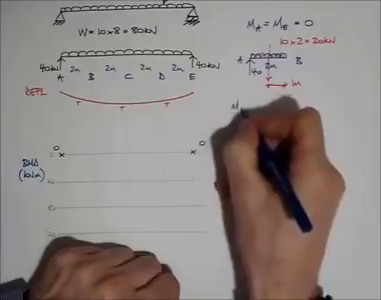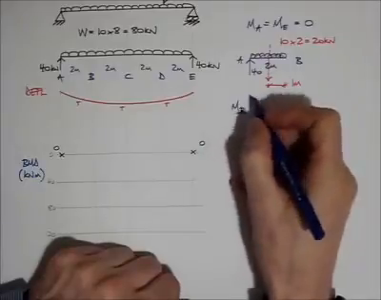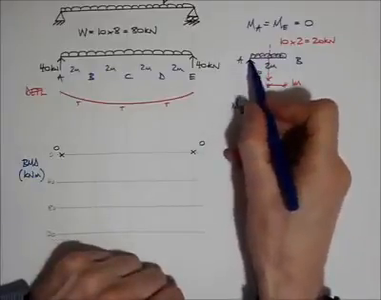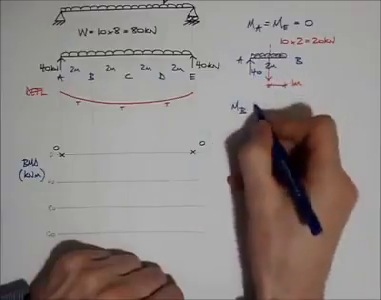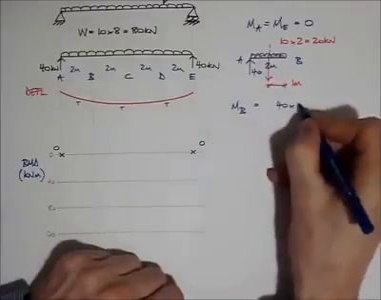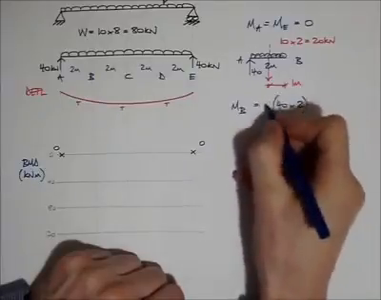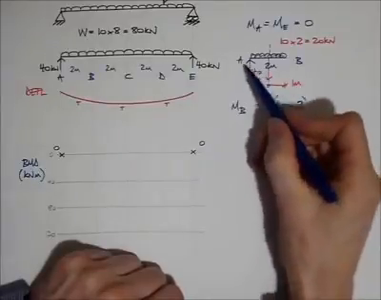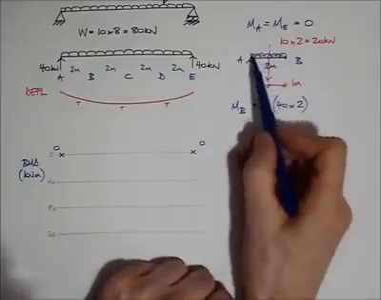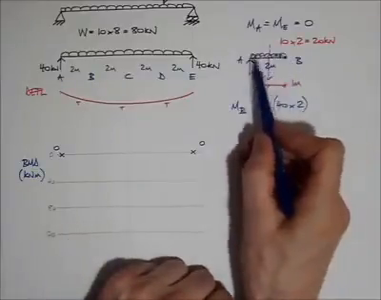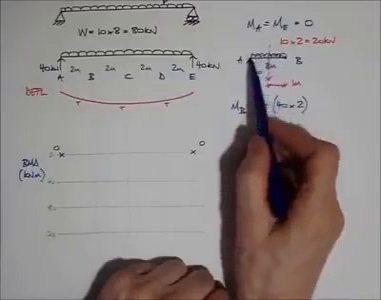So if I take moments about point B, if I say clockwise is positive as usual, so 40 kilonewtons here, this reaction is acting 2 meters from point B. So 40 times 2, that's positive, because it's going to go clockwise around point B. That's point B.